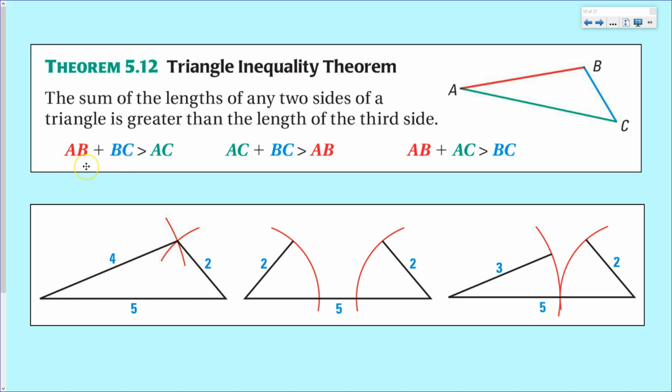So basically the triangle inequality theorem says any two sides of a triangle added together have to be bigger than the third side in order for the triangle to work. So any two sides of a triangle must be bigger than the third.